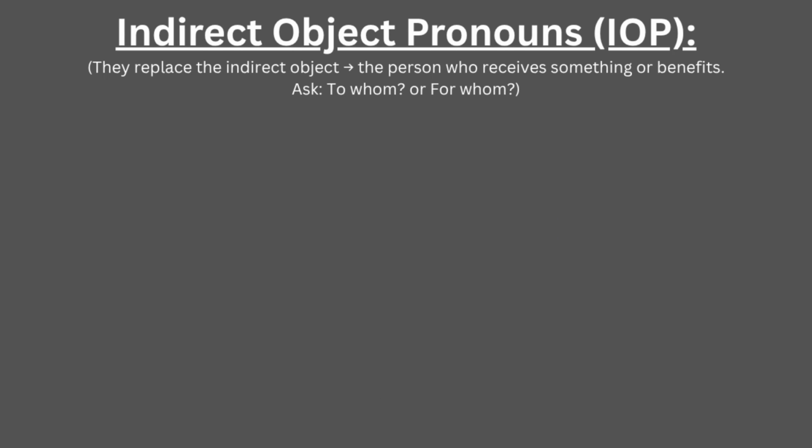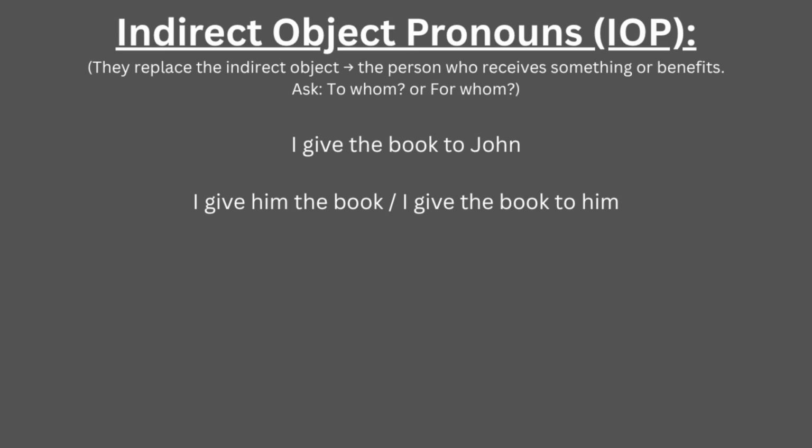Now, let's see indirect object pronouns, which replace the person to whom or for whom something is done, thereby answering such questions. In English, an example is I give the book to John. I give him the book, or I give the book to him.